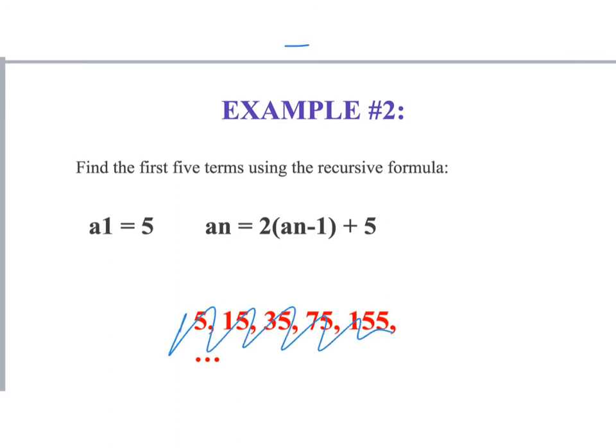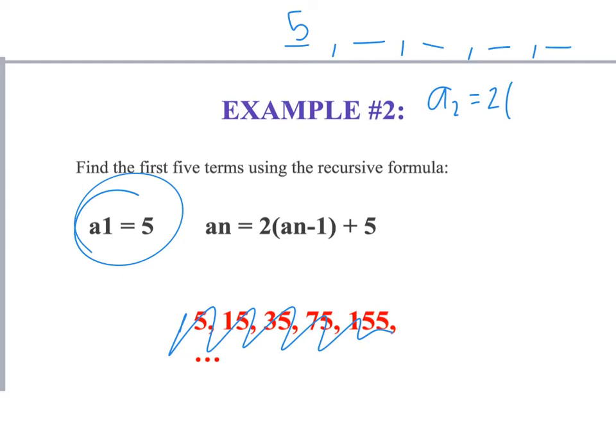So again, I'm going to make these five little blanks, and I know my first term is a 5 because it says that right here. So here we go. To find A2, all I'm going to do is go 2 times. Remember, this just means your previous term. In this case, it was my 5, plus 5, which equals 2 times 5 is 10 plus 5 is 15.